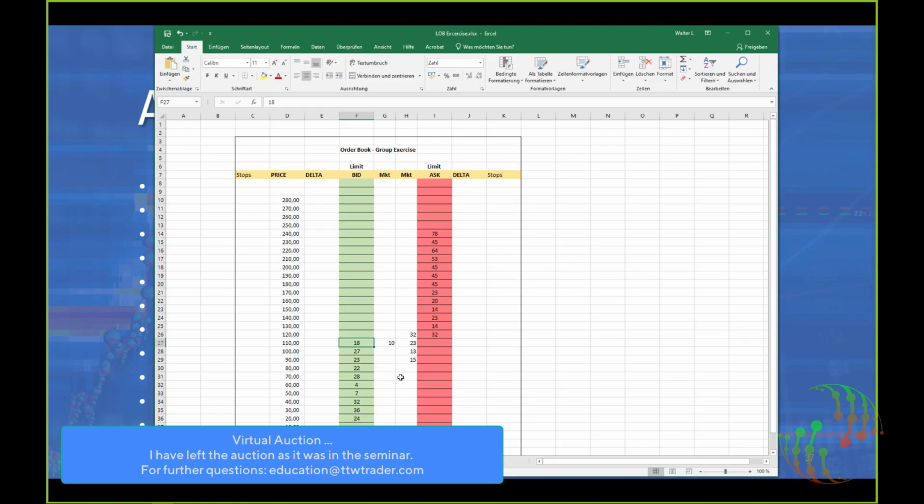18 at 110, 10 at 120. That means 22 left. Again, 32 at 120, 22 left. 12 left at 120, and 110, 18. I will buy 18 at 110. Sell 12 at 120. We still have an offer of 12 to lift the price. We have sell 10 at 110.